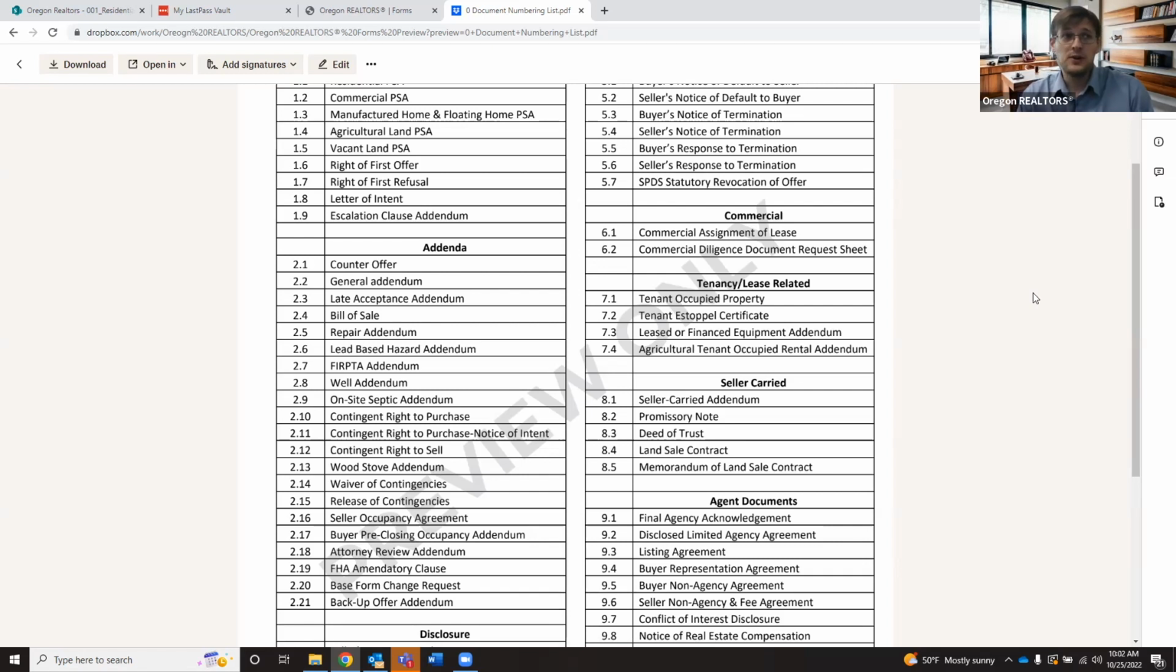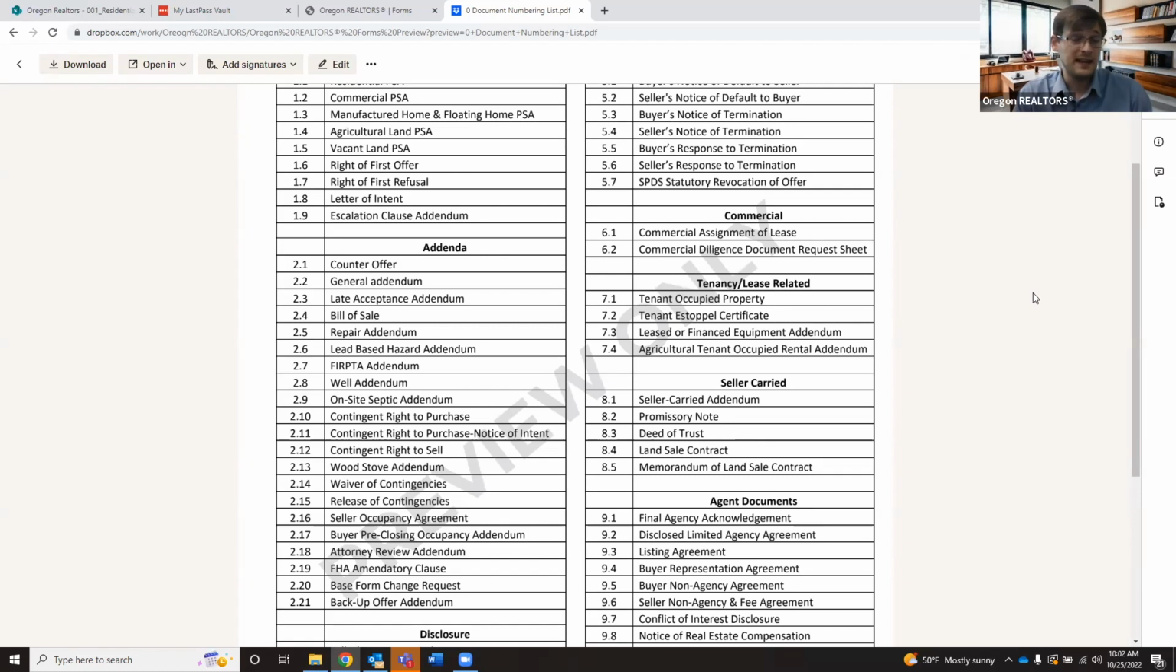The 7.0s are those tenant-related processes. So if you have tenant-occupied property and you need that tenant out by closing, so you need a vacancy by the time you move in, this form facilitates that. We have a tenant estoppel certificate, which has been a request from the membership, because it lets you kind of bind the tenant to their word and you don't have as many of those "I was told this was the case" kind of problems after the fact.